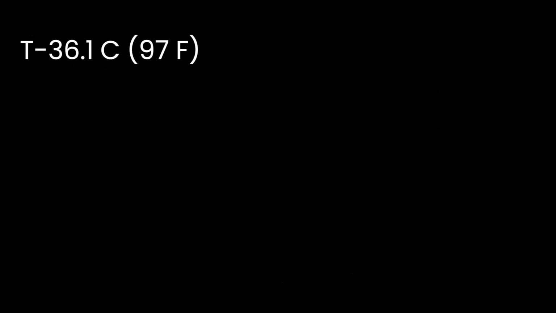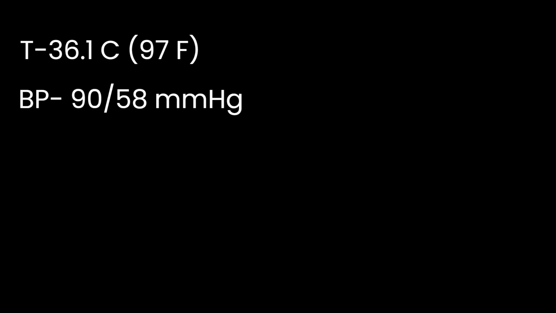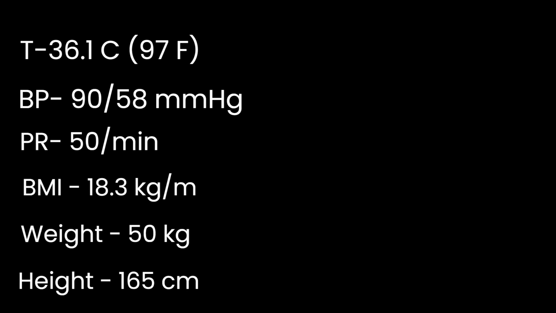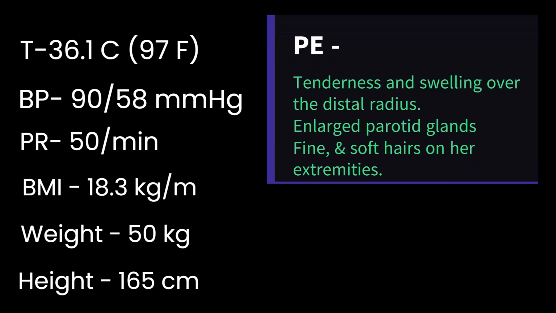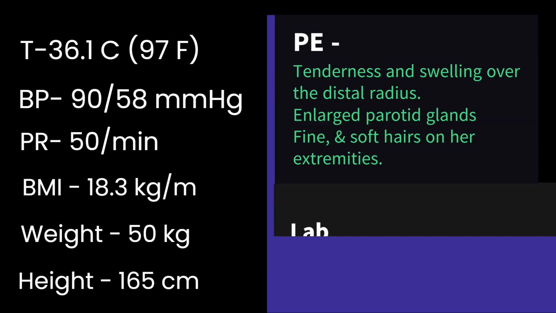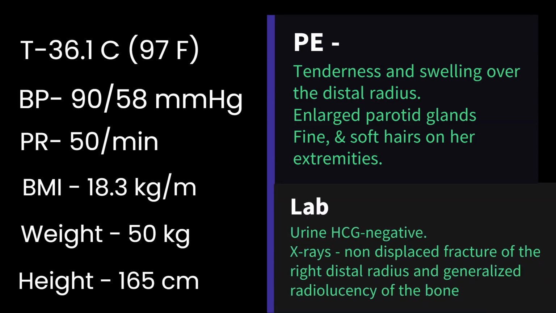Temperature is 36.1 degrees Celsius, blood pressure is 90 by 58 mm mercury, and pulse is 50 beats per minute. BMI is 18.3. Weight is 50 kilograms and height is 165 centimeters. Physical examination shows tenderness and swelling over the distal radius. The parotid glands are enlarged and there are fine, soft hairs on her extremities. Urine pregnancy test is negative. X-rays reveal a non-displaced fracture of the right distal radius and generalized radiolucency of the bone.